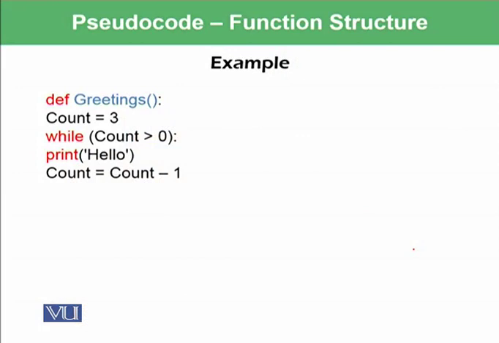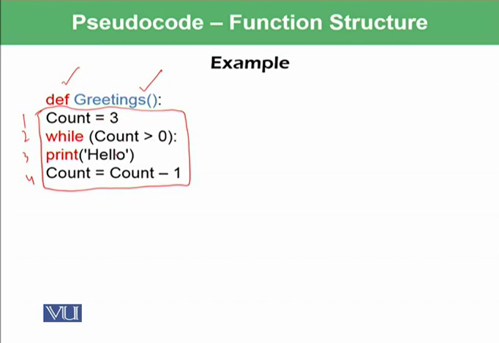For example, we have said def greetings. This means whatever we define over here, these 4 lines, 1, 2, 3, 4, all of them will have one name, that is greetings. And because we have defined the greetings function with the word def, which is a definition keyword to define functions, we then say count is assigned 3, and while count is greater than 0, print hello.